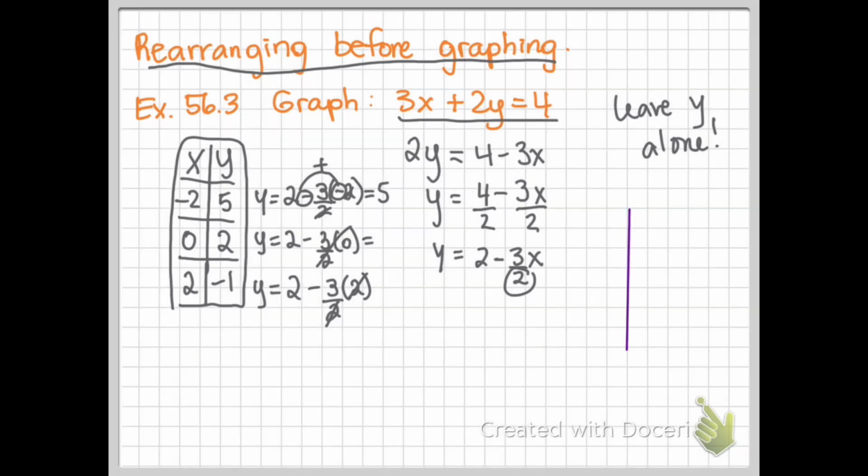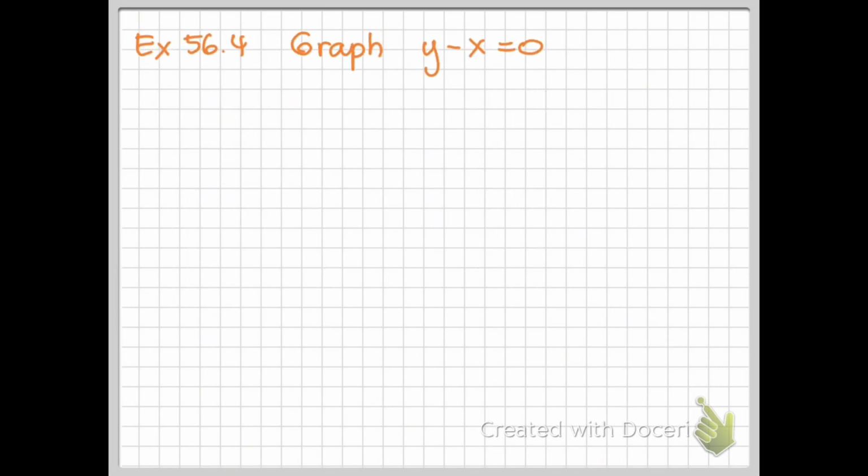Now we have to graph, so remember to do your line on one of the graphing paper lines. And then we're going to graph each one of these points that we found here. So -2, 5 is here. 0, 2 is right here. And 2, -1 is right here. And as you can see, they're all in a line, so we can connect them. And that's it, we graphed our line. Let's look at this other example.